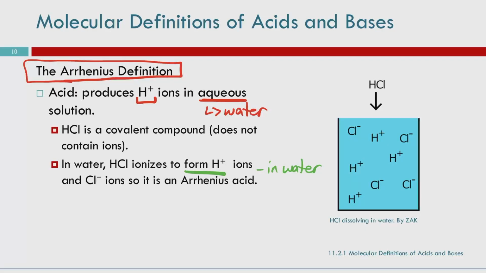So the two important parts for our Arrhenius acid: produces H+ ions in aqueous solution. If it's not in aqueous solution, if it's a different solvent, it's not technically an Arrhenius acid. Also, if it doesn't produce H+, not an Arrhenius acid.